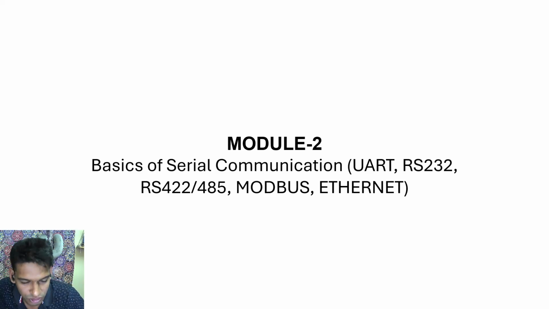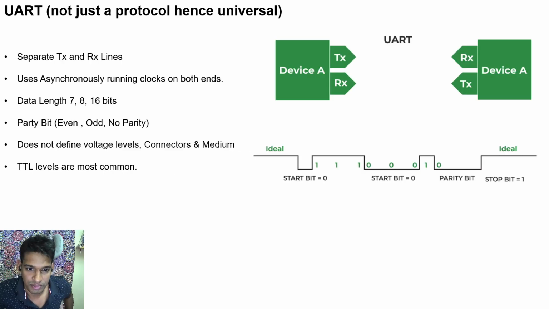So this is module 2, and in this module we'll be covering UART, RS-232, RS-485, Modbus and Ethernet. We'll cover Modbus and Ethernet in the coming modules also, but the basics of Modbus and Ethernet and how it is applicable to serial communication will be covered in this module.